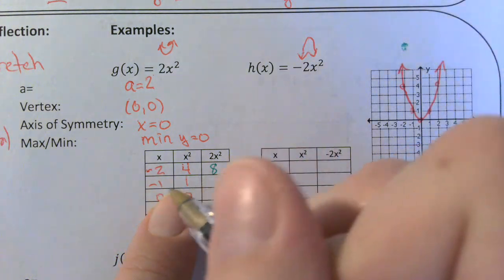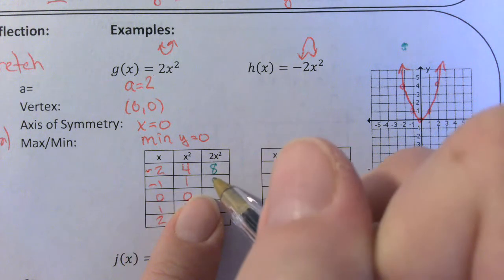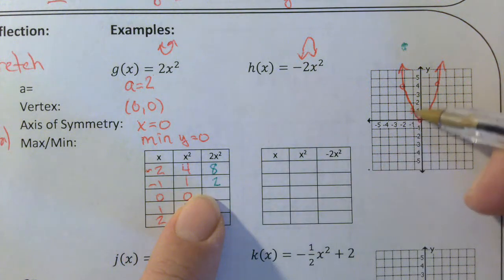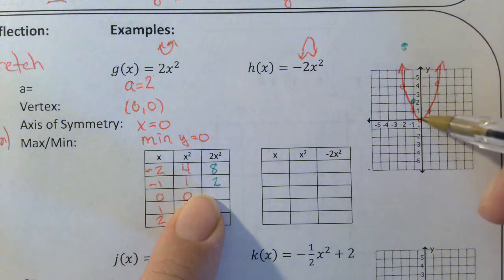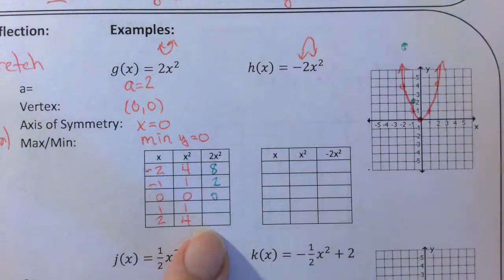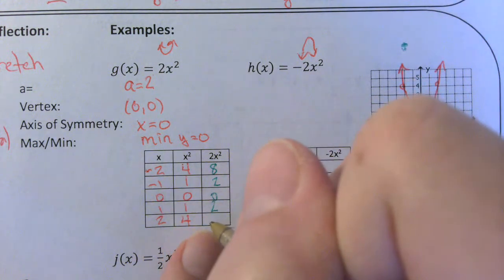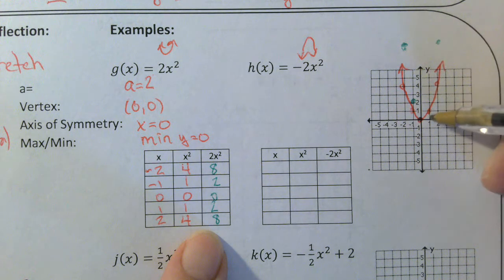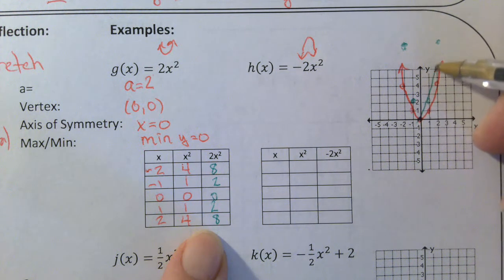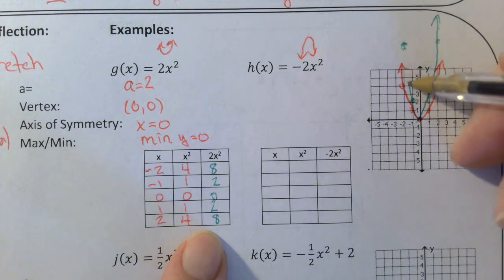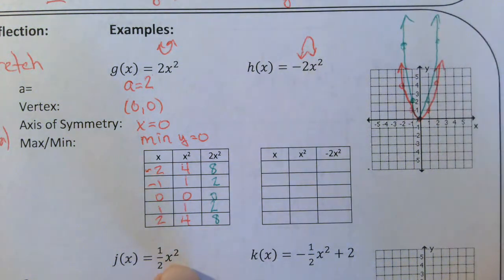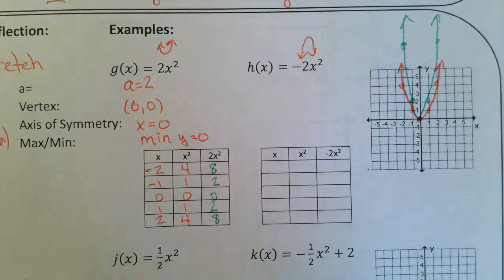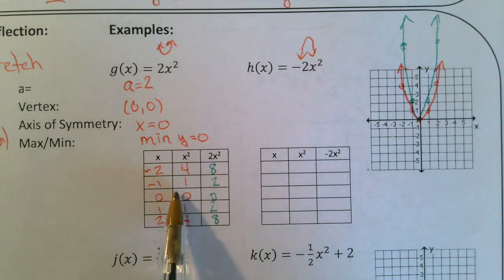And -1 squared was 1. Now double it. The y value is twice as big. 0, 0 is going to stay. 1 times 2 and 4 times 2. So I have 2, 8 way up here, and I have 1, 2. What I want you to see is now my graph is being vertically stretched because the y value is twice as big as it was in the parent function.